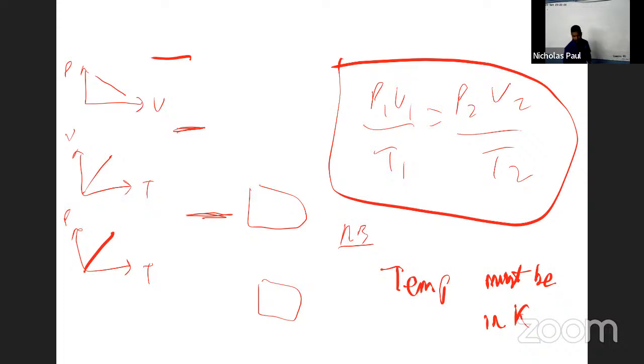If you want, you can make up an acronym. Like if you have Boyle's, Charles' and the pressure law, you have to remember that temperature is constant here, pressure is constant here, and here volume is constant. And you can make up a little acronym if you want, to remember what is constant all the time.